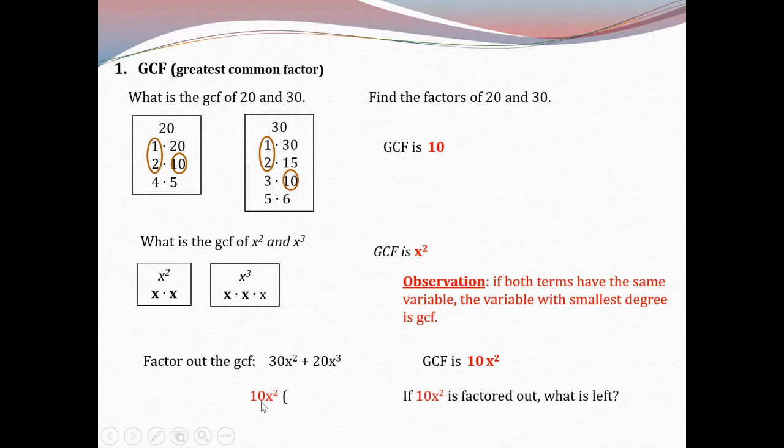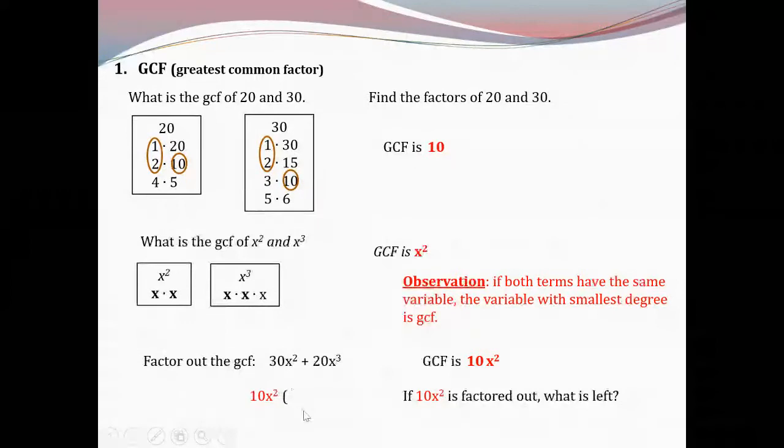Okay, so you can do it two ways. You can do it by dividing or by multiplying. I like to use multiplication. Like for example, I'm going to say one number times 10 will give me 30. So it's going to be 3. And you can always check your work as you go along, because 10x squared times 3 will give me 30x squared.